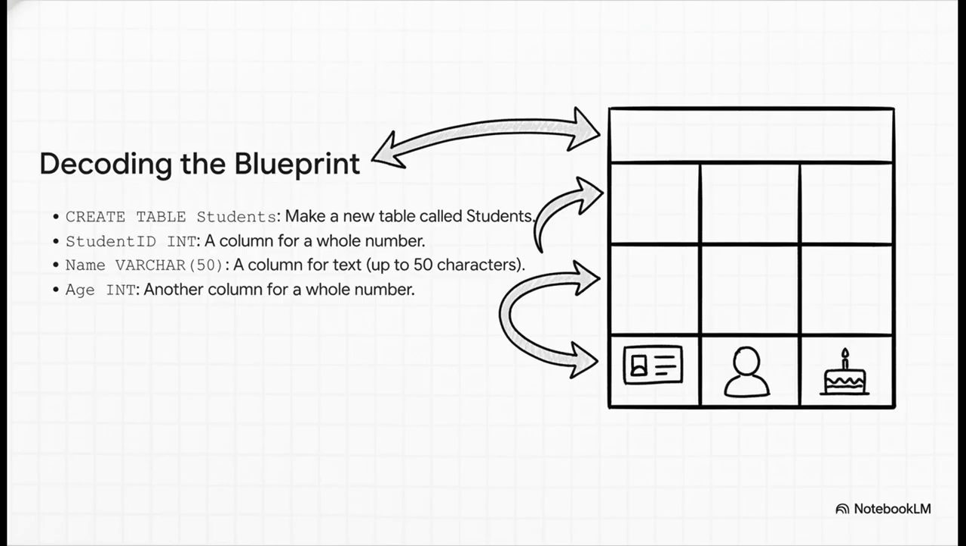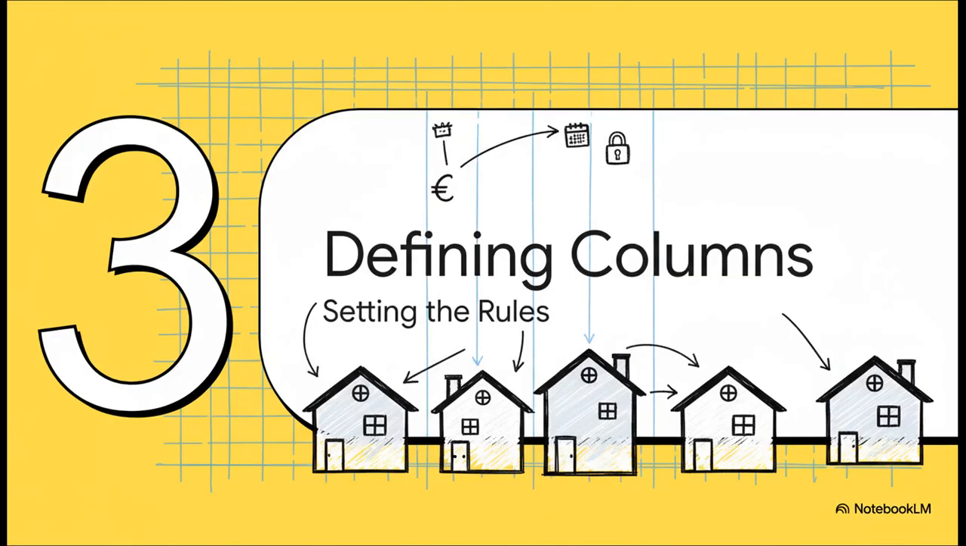CREATE TABLE students. Well, that's just us saying, let's make a new table and call it students. Inside the parentheses, we're just defining our columns. student_id INT means we want a column for a whole number. name VARCHAR(50) means we want a spot for text, like a name, that can be up to 50 characters long. age is just another column for a whole number. That's it. Simple instructions.